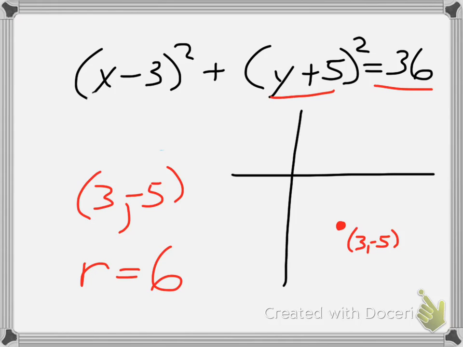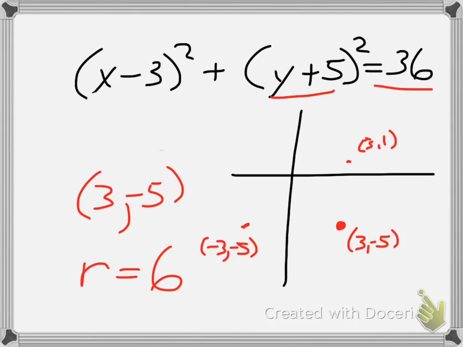I like to pick 4 points, the distance of the radius from that center, meaning that if I go up 6 units, that puts me here at 3, 1. If I go to the left 6 units, that puts me over here at -3, -5. And again, I'm getting -3 because if I'm going 3 to the left, there's going to be 6 to the left. That's the equivalent of subtracting 6 from 3 to get -3.